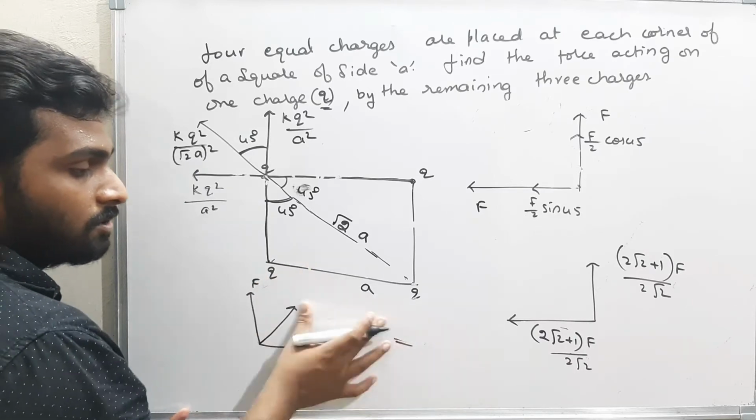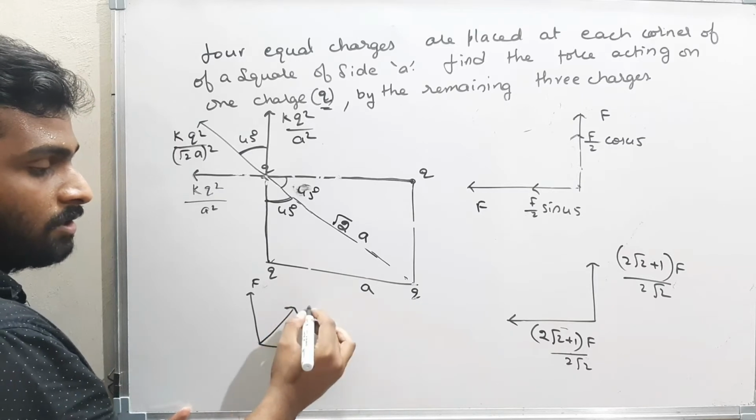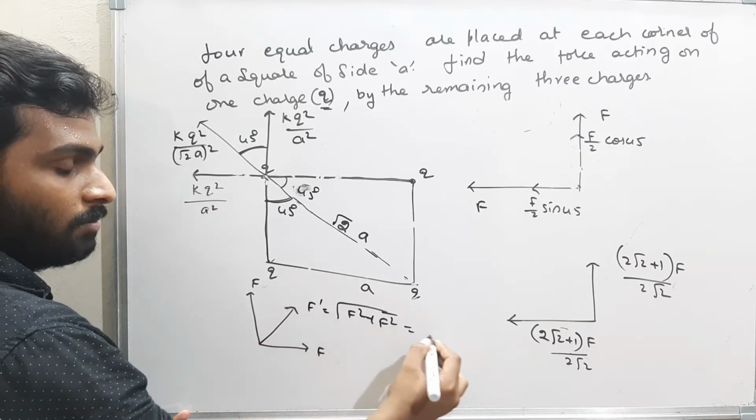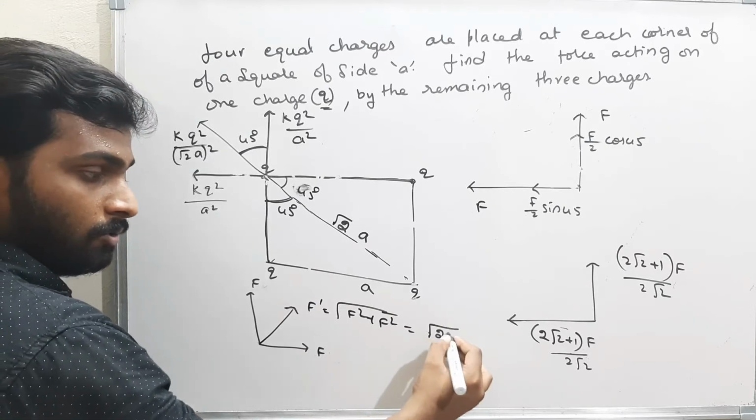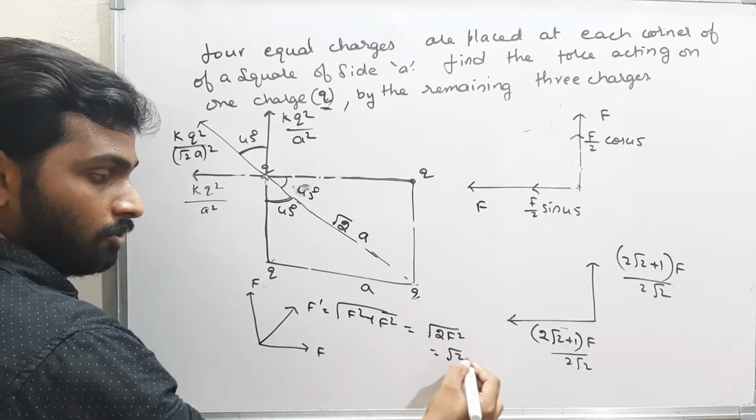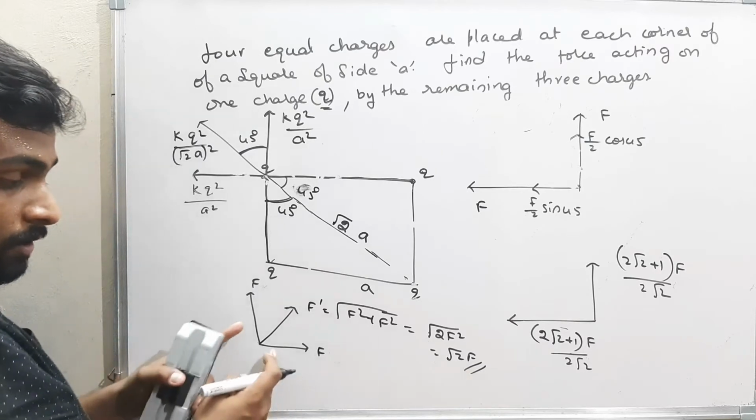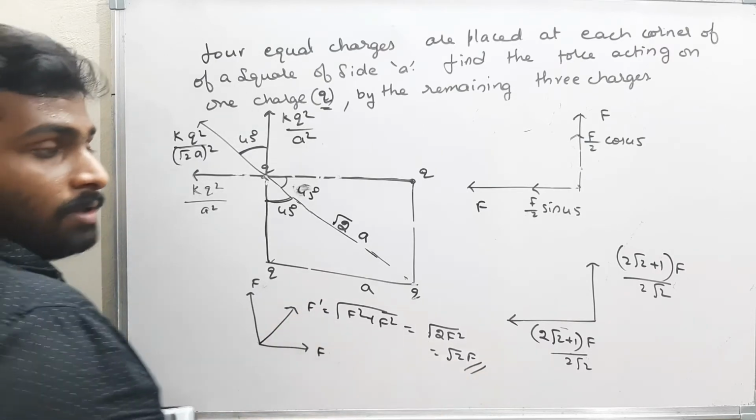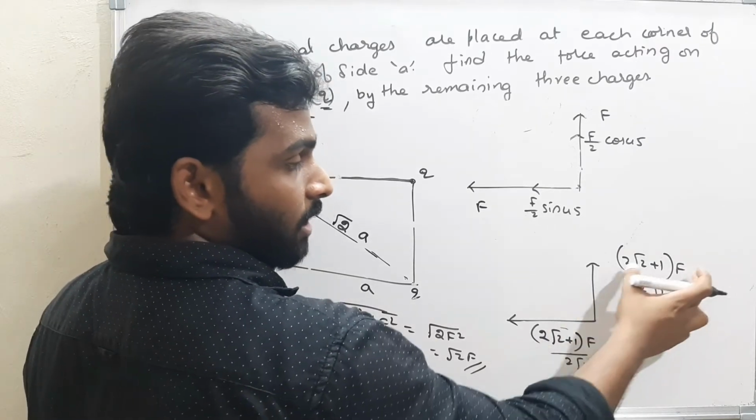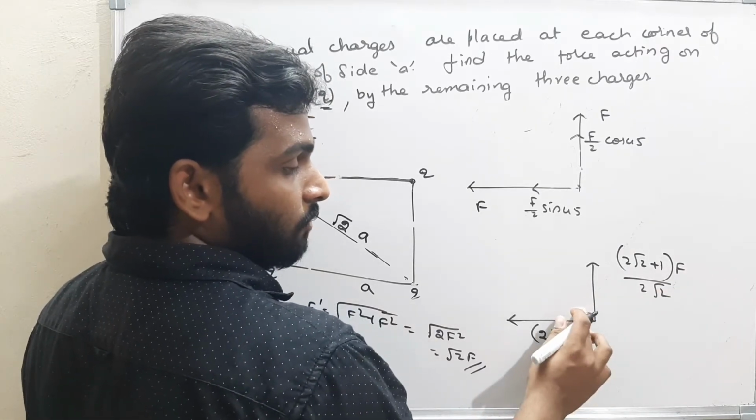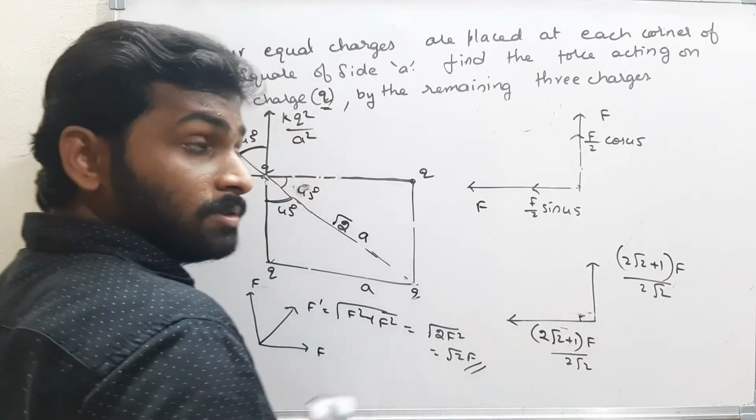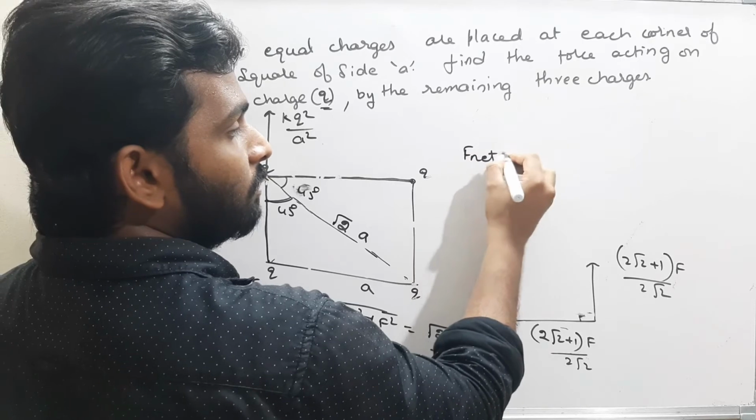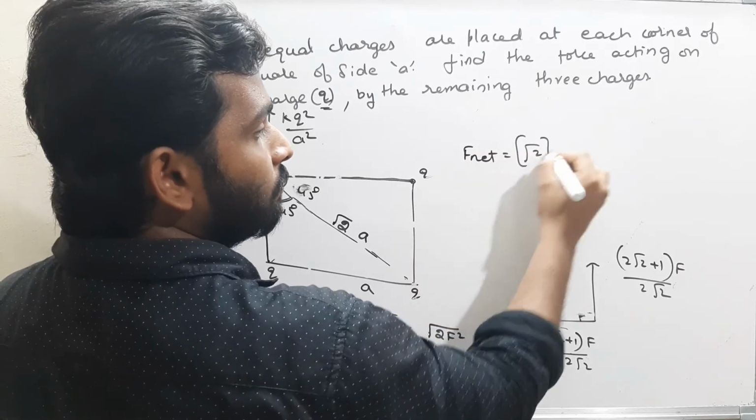Now what is the resultant force? The resultant force is nothing but root of F square plus F square, which is root of 2F square, which is nothing but root 2 F. If two equal forces are acting perpendicular to each other, then the net force is root 2 F. The same thing: two equal forces are acting and the angle is 90 degrees. What is the net force? The net force is nothing but root 2 into F.